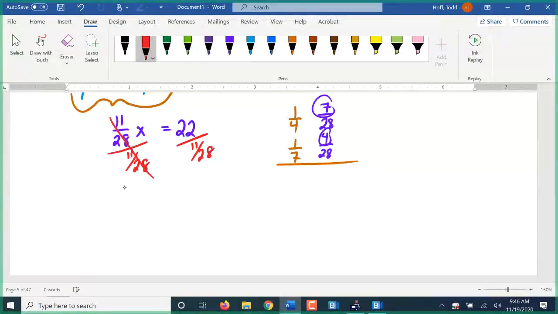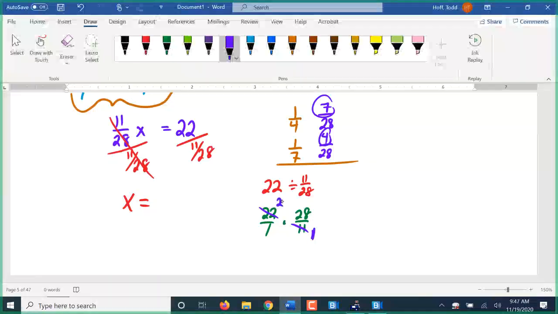First, they cancel out on the left side. X equals 22 divided by 11/28. Well, first we make that 22 over 1, and we're going to multiply by that reciprocal, 28 over 11. We can cross-cancel the 22 and 11. They both divide by 11. 11 divided by 11 is 1. 22 divided by 11 is 2. 2 times 28 is 56. 1 times 1 is 1, so x equals 56 is our solution.